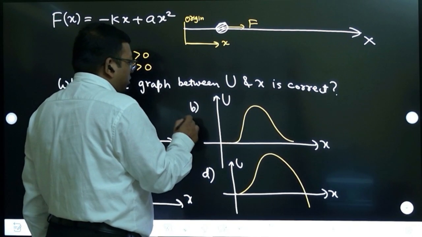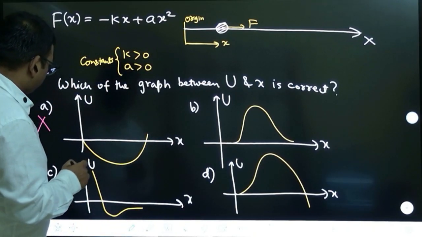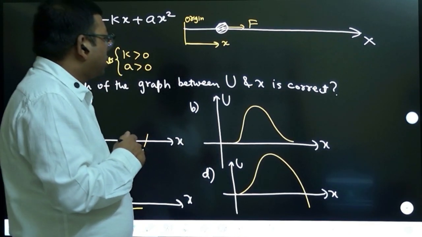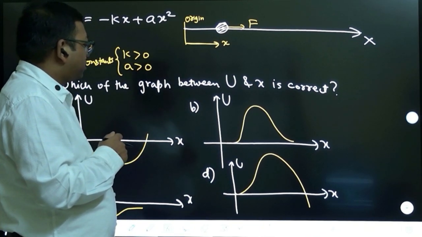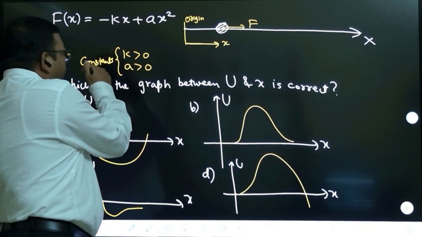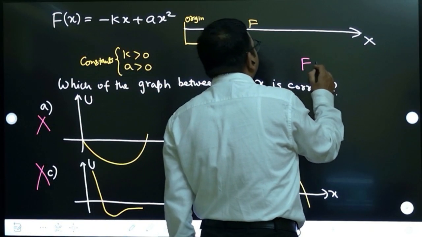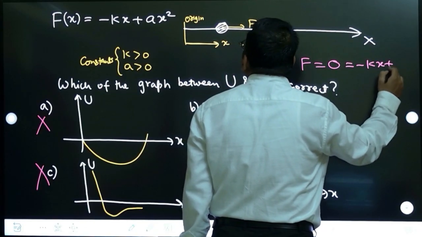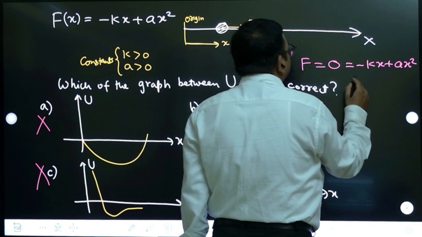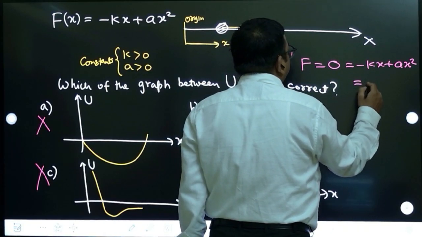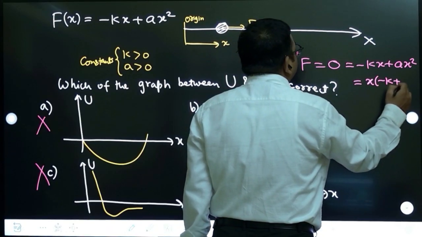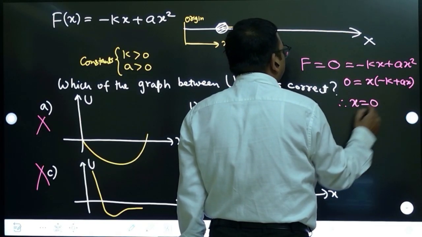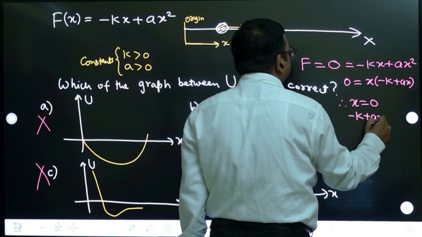So this one is possible, and this is not possible. Out of B and D we have to think about it. First let us make F zero and find out. Suppose F is 0, that means minus kx plus ax square is 0. If I take x common, it will become x times minus k plus ax, which is 0. So x equal to 0 is one root. Another root will be minus k plus ax equal to 0.